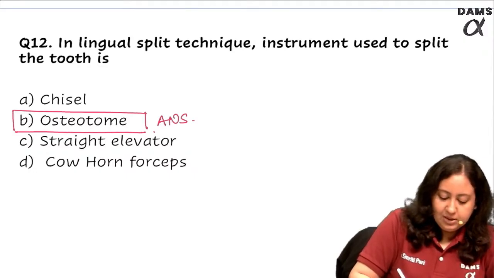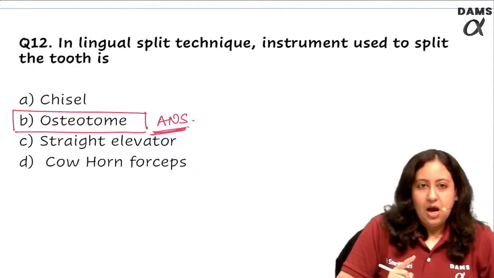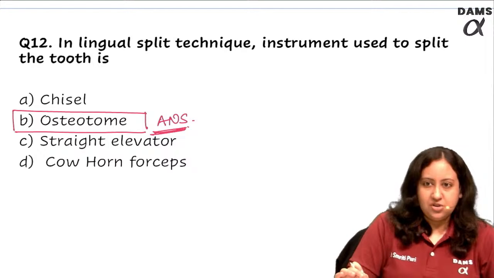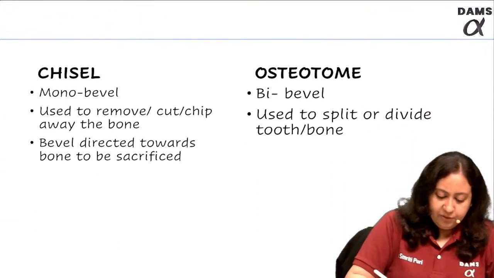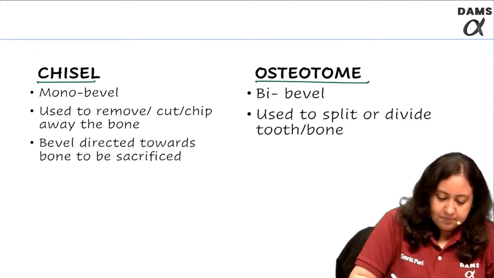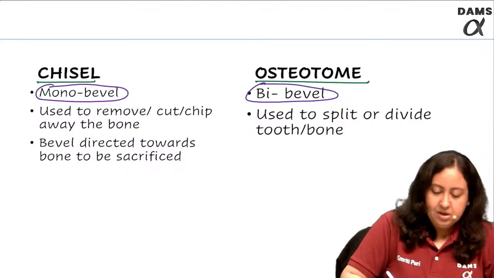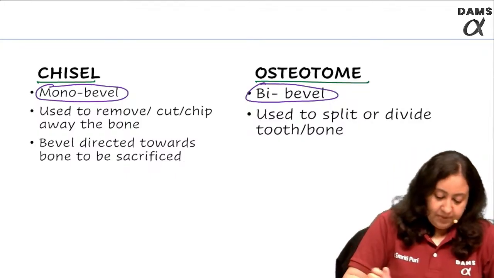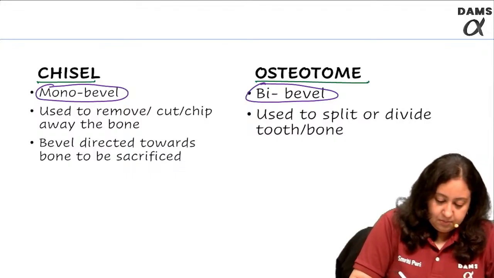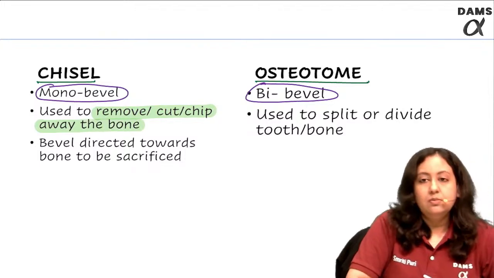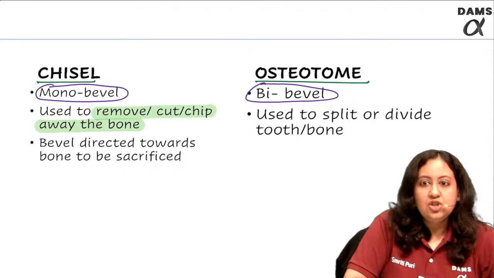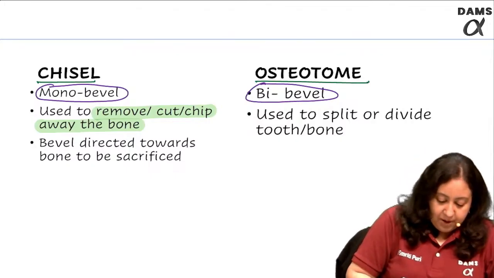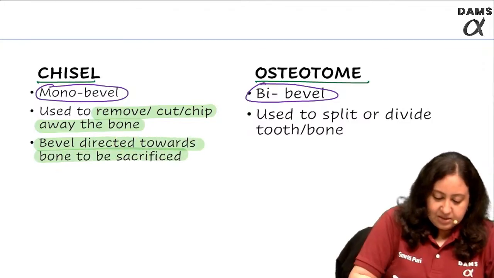Now I'll just tell you a few points regarding the difference between chisel and osteotome. Wherever there is a doubt regarding this answer, please correct it. It is osteotome. We have two instruments, chisel and osteotome. Chisel is mono-beveled, that means it has a single bevel. Osteotome is bi-beveled, that means it has two bevels. Chisel is used to remove, cut or chip away the bone, and the bevel is directed towards the bone to be sacrificed.